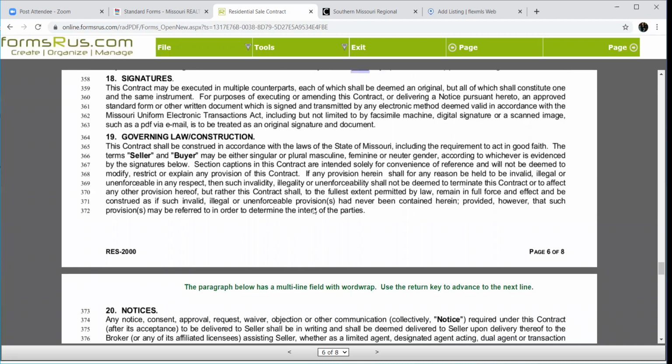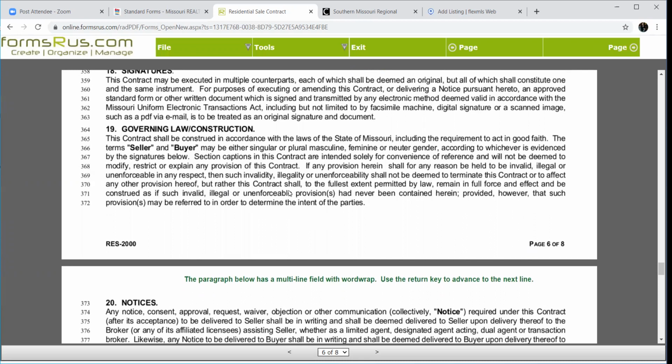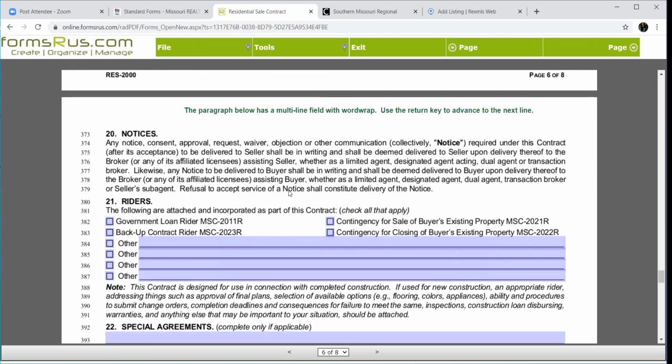Governing law, I'm not going to break the law. If you choose to have me break the law, well, I'm not going to do that. So if there's anything like that, I can't do that because I just can't. We're not going to. Notices.